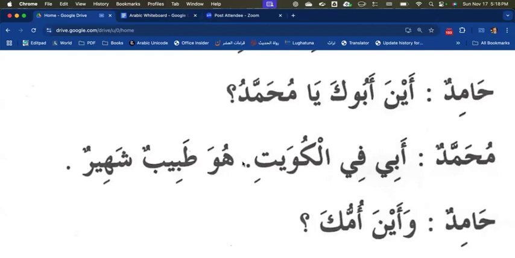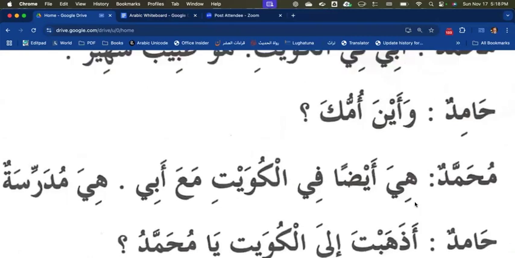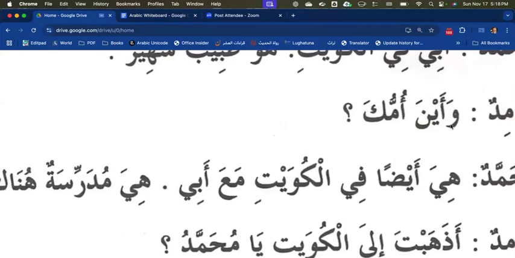No, just translate this much. He's in Kuwait. My father, Abi, my father is in Kuwait. You see how it doesn't have the wow? Because it's mine. Abi fil Kuwait. My father is in Kuwait. Huwa tabibun shahir. He is a famous doctor. Rahat, read the next two lines for me.